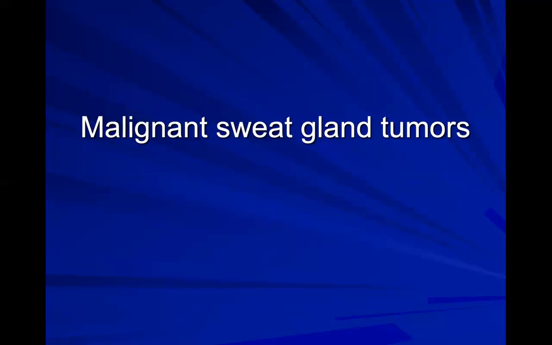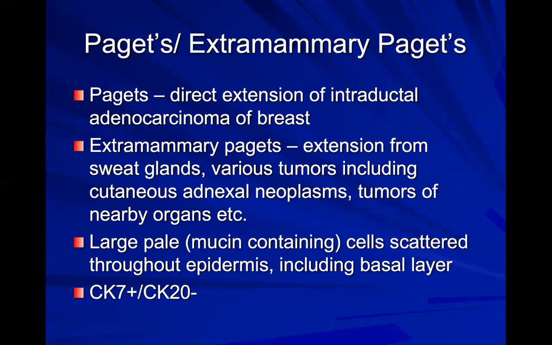All right, so what are some malignant sweat tumors? Well, first you have Paget's or extramammary Paget's. So Paget's is truly an adenocarcinoma of the breast. It's not really a sweat gland, although breast tissue is modified apocrine tissue. So I'll show you a picture of Paget's, and then extramammary Paget's.